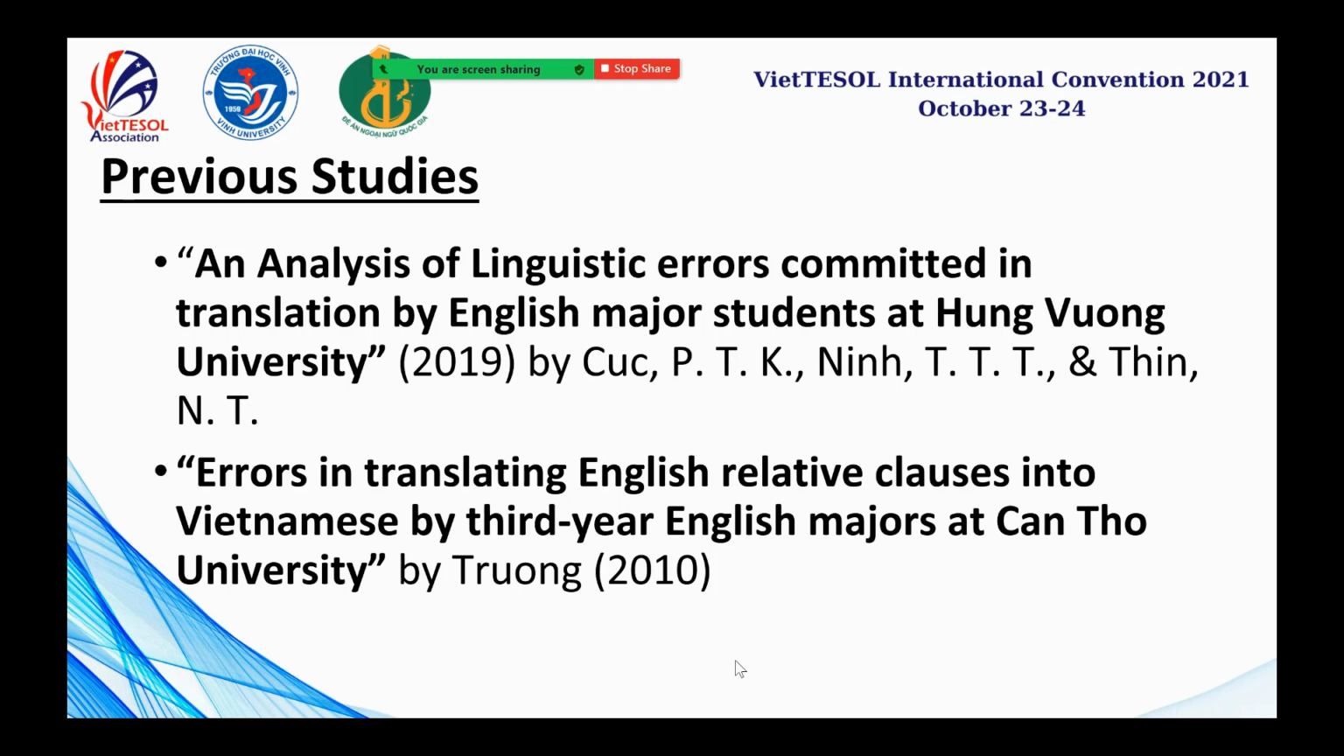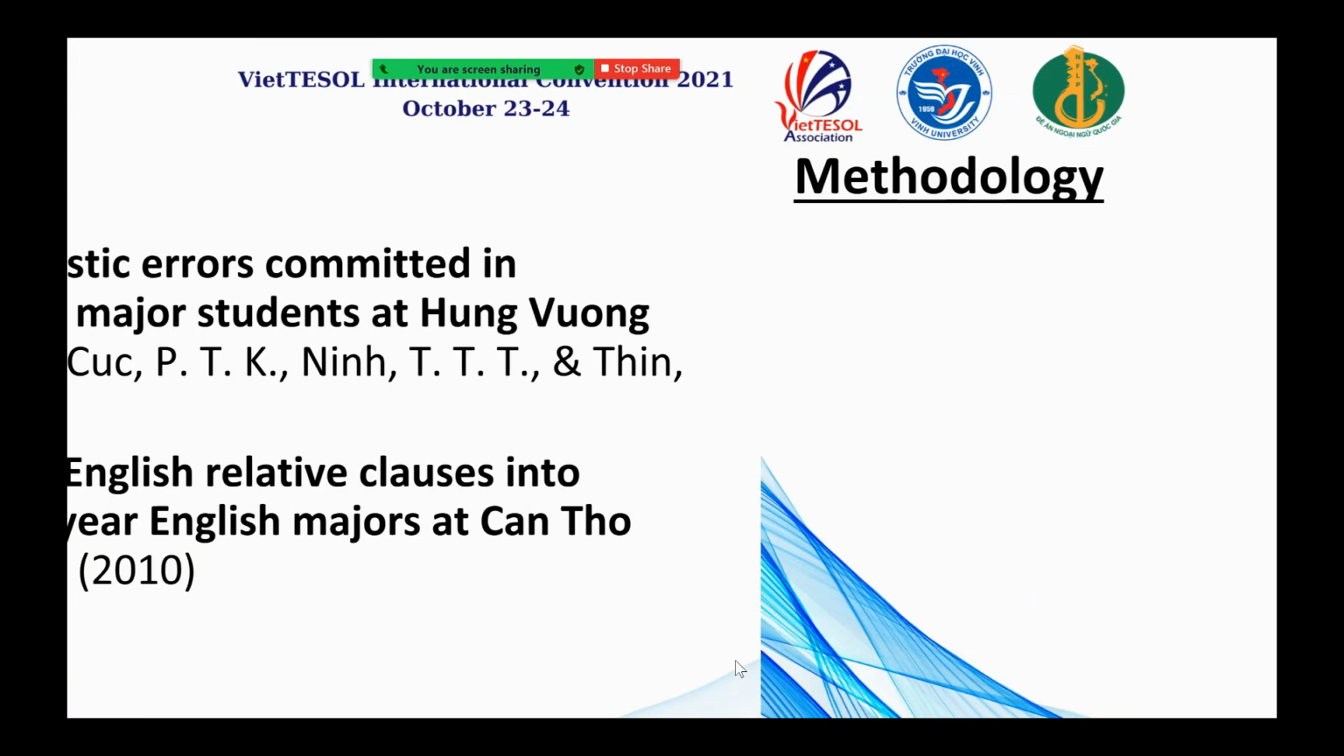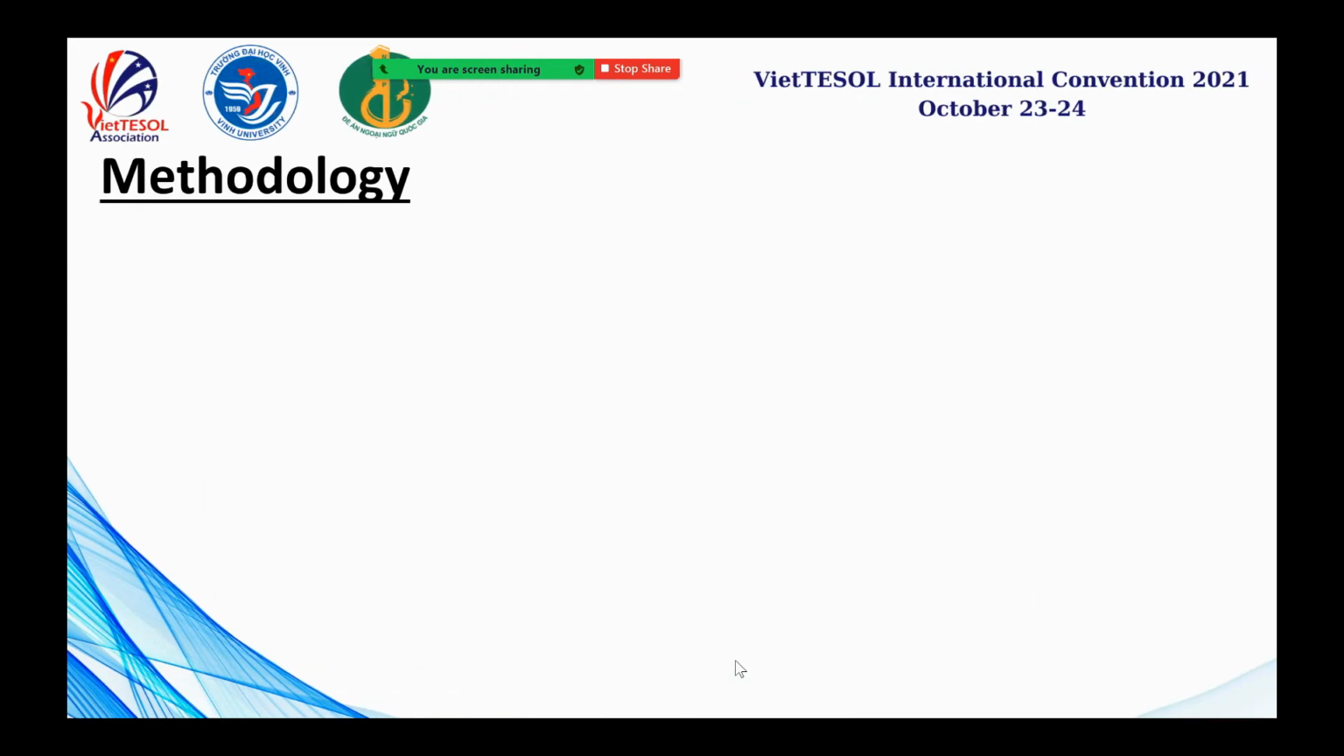However, most of these studies focus on student problems in translating relative clauses from English to Vietnamese. And there are very few studies which pay attention to Vietnamese students' errors in using relative clauses. So that is also the reason that led the researcher to conduct this study, to find out the common errors made by Vietnamese students in using relative clauses and then suggest some pedagogical implications for teaching and learning this important grammatical point. Now we come to the methodology part.